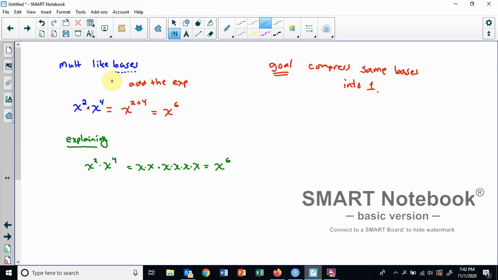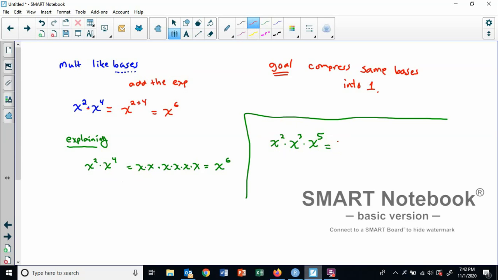I can expand this, so I can do more than just 2. I could do x to the second power times x to the third power times x to the, it does not matter, fifth power, something like that. And you could say, okay, well, I know that this is going to be x to the, if I'm trying to show my work here, 2 plus 3 plus 5, which is what, x to the 10? Those are 10 x's there, right? X to the 10. 10 x's being multiplied.